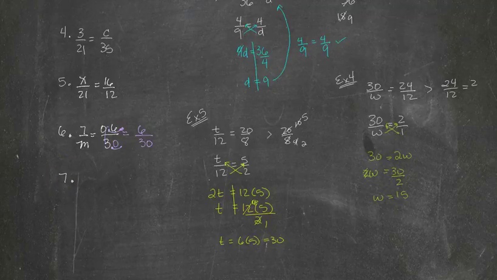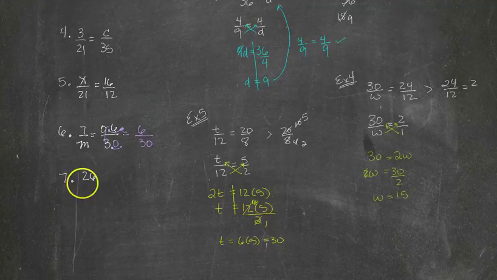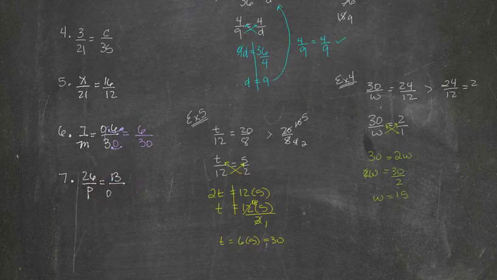Let's do 26 over p is equal to 13 over 0.4. All right, there you go.